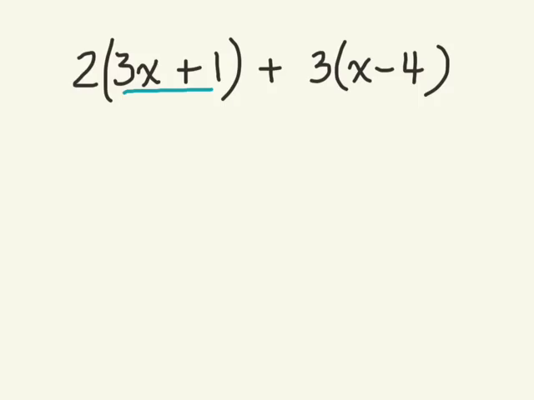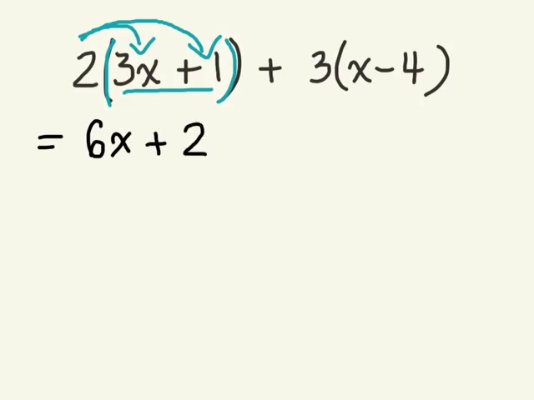How do you remove them? What operation does a bracket indicate? Multiplication. So we're using distributive property to expand. What's 2 times 3x? 6x. What's the next part that I need to distribute? 2 times positive 1. What's 2 times positive 1?